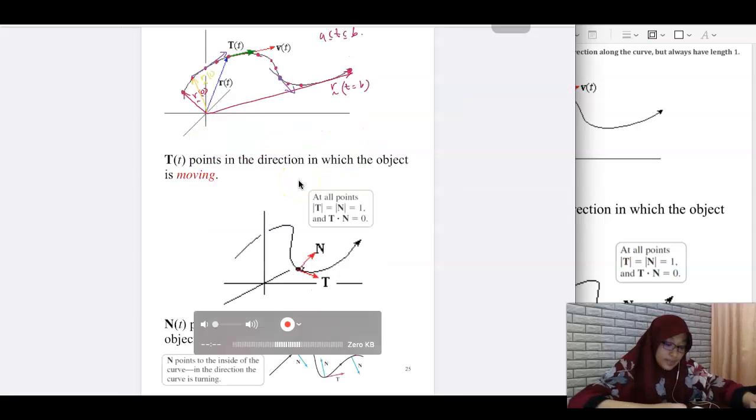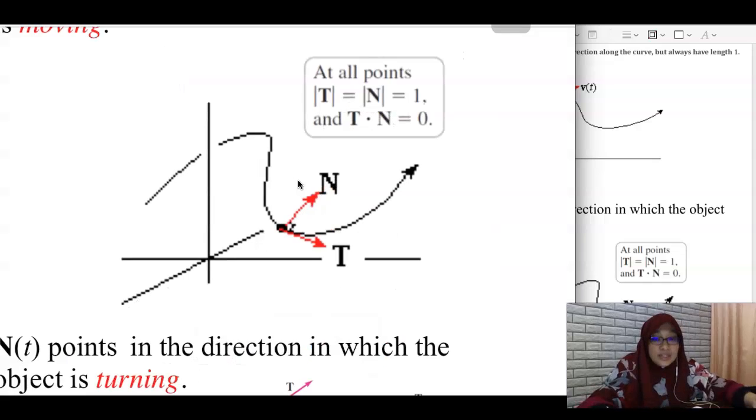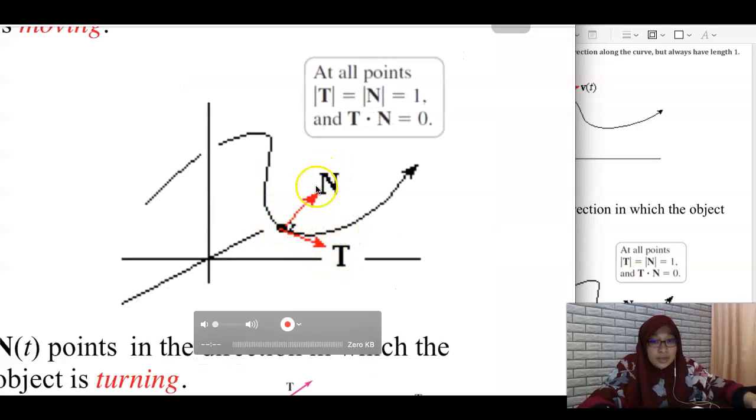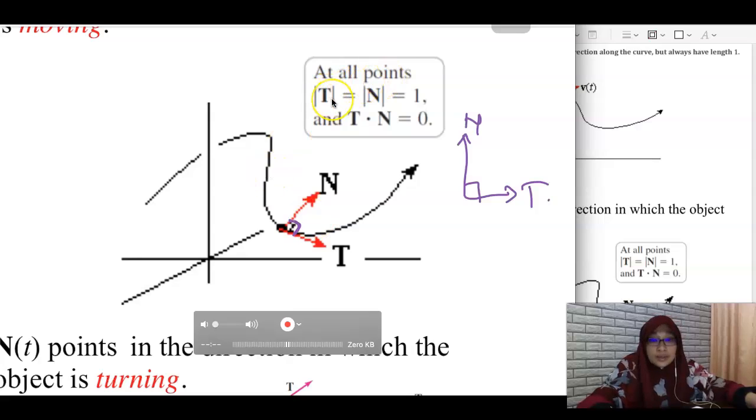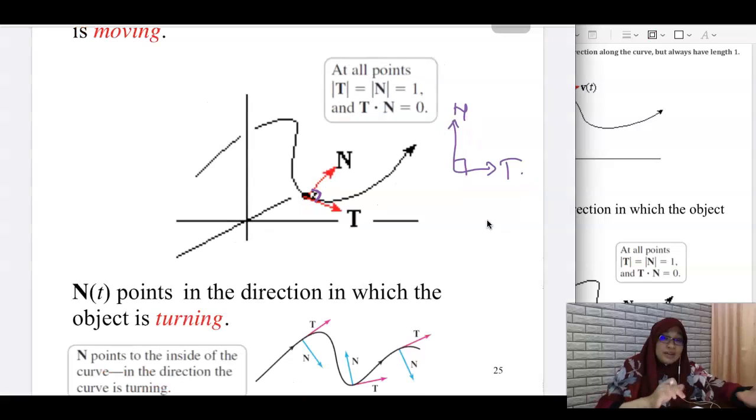Now, from the next diagram here, this is the relationship between unit tangent and unit normal. The unit tangent and unit normal are always perpendicular to each other, just like this one and this one, supposed to be T. Of course the magnitude of each is equal to 1 because they are unit vectors, and the dot product between T and N is always 0 because they are always perpendicular. That is the very important property of both of them.